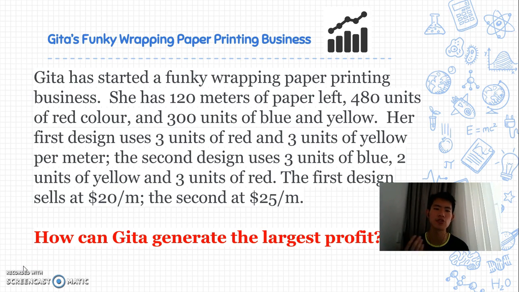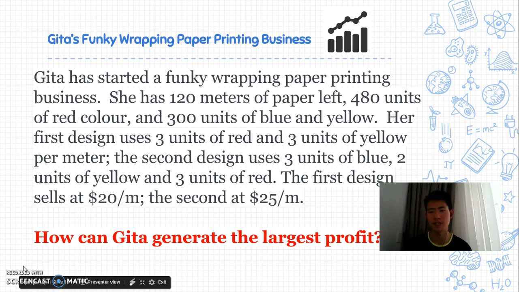So 3 units of blue and 3 yellow can make the first design, 3 units of blue, 2 yellow and 3 red can be the second design. And then of course it will have the profit, so it sells at 20 per meter and 25 per meter. So let's assume that there's no cost about it, so this is profit, not revenue. So how can Gita generate the largest profit?